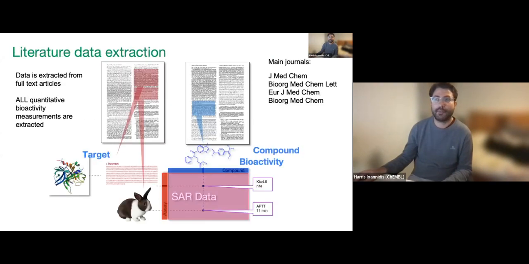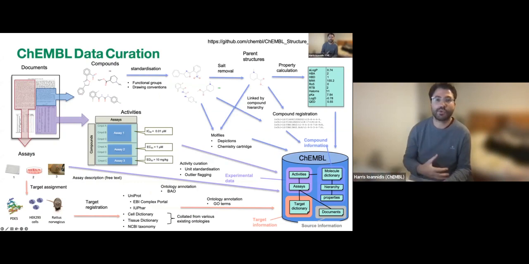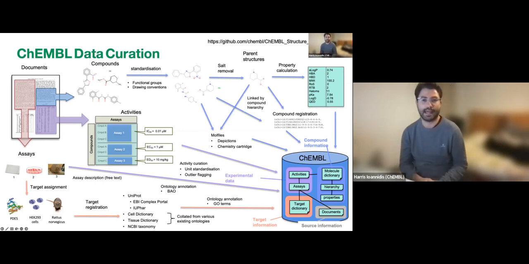Then we also extract data from full text articles. And we also extract from these articles, apart from compounds, also target data. Our main journals of interest are the ones that I'm showing you here. All of this goes through an extensive curation process in ChEMBL. Once we have extracted all this data, either from literature or from other data sources that I have mentioned before, then they go through this curation process.